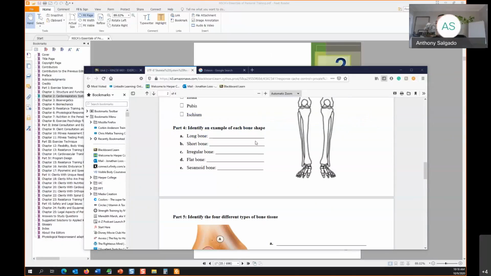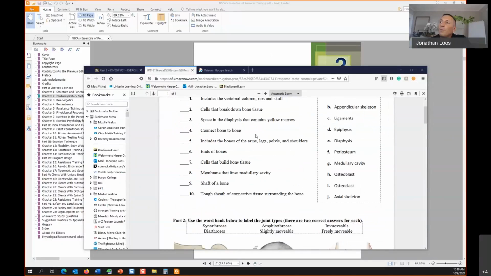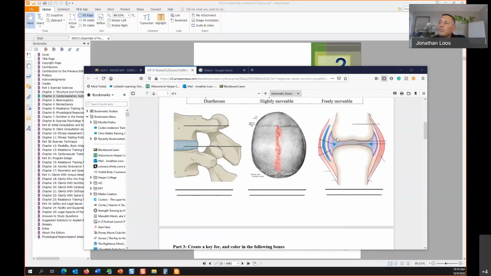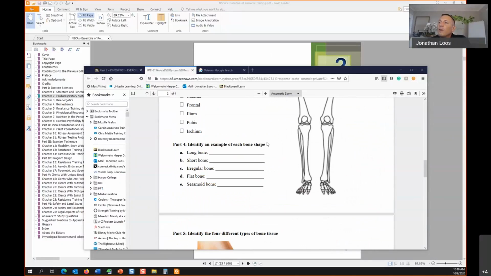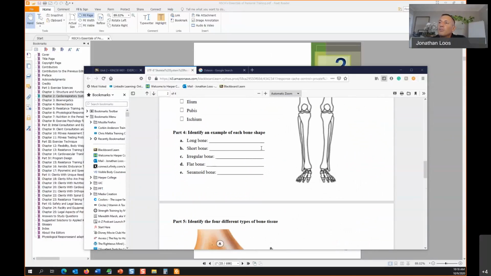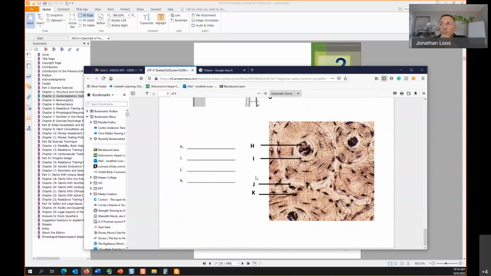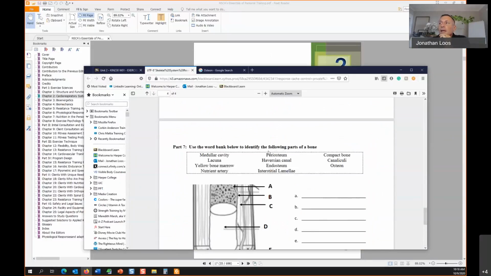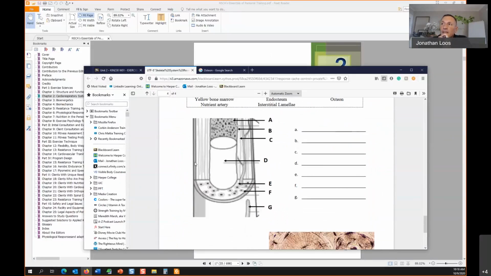So in this worksheet for the skeletal system, we're just going to look at part 1, part 2 for the joint, the types of joints, part 3 for the skeleton. There is no part 4 right here for the bone shapes, part 5, and then part 6. Part 7 is too specific, too detailed for what we're trying to do. I would say the most important aspect out of this is understanding the periosteum, the covering.